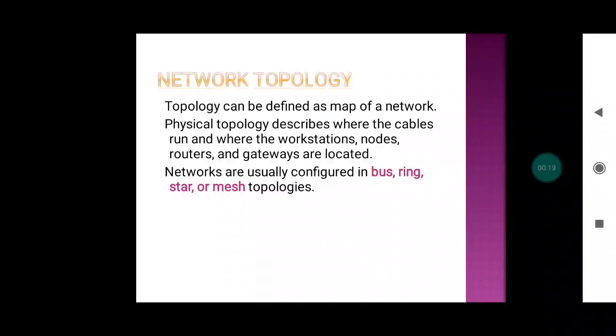Physical topology describes where the cables run and where the workstations, nodes, routers and gateways are located. Networks are usually in bus, ring, star or mesh topologies. Basically, it is the geometrical arrangement of a network, how the different physical devices are connected to each other. That representation is called the topology.